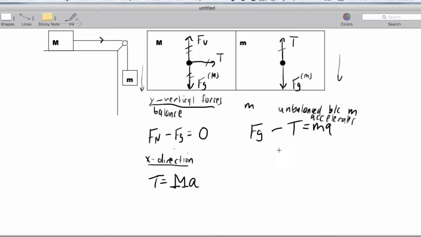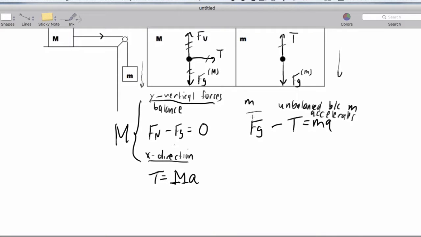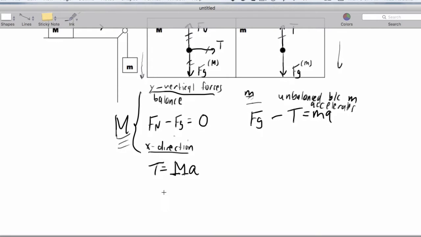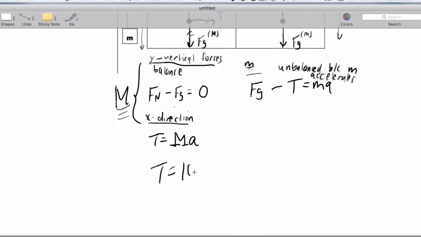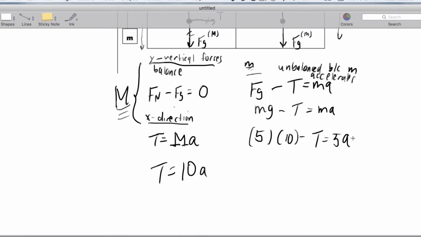So, with this in mind, I am now prepared to plug in numbers. Okay? So I'm writing equations for big M here and equations for little m here. Now let me put in some numbers. I have tension equals 10 times A. And here I have mg minus T equals little m times A. So 5 times 10 minus the tension equals 5 times A. 50 minus tension equals 5 times A.